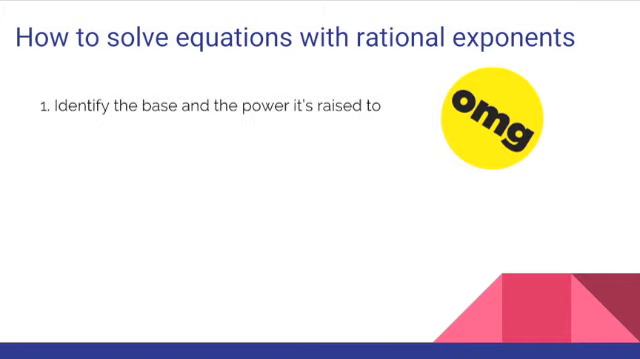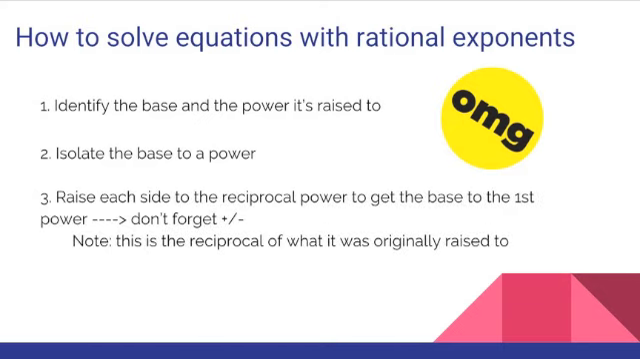So first, you're going to identify the base and the power the base is raised to. Now this might seem redundant for some simple answers and equations, but it'll help you in the long run. Next, you're going to isolate the base to a power. This might already be done for you in some equations, but in others you might have to do it yourself. Then you're going to raise each side to the reciprocal power to get the base to a power of 1. And don't forget, when you're doing this, you may perform power over root, and when you're having an even root being taken, you will have two answers, a positive and a negative answer. And finally, you need to solve for x.